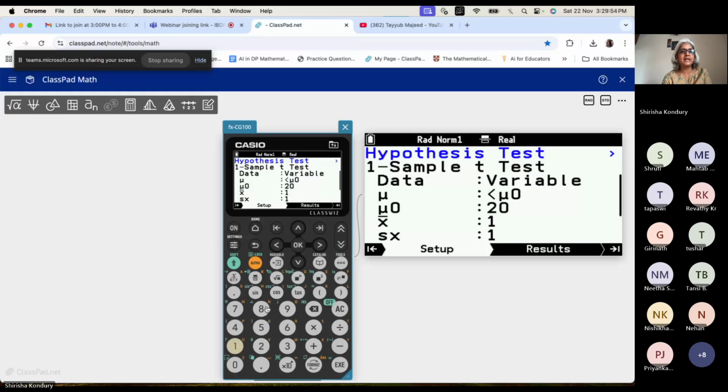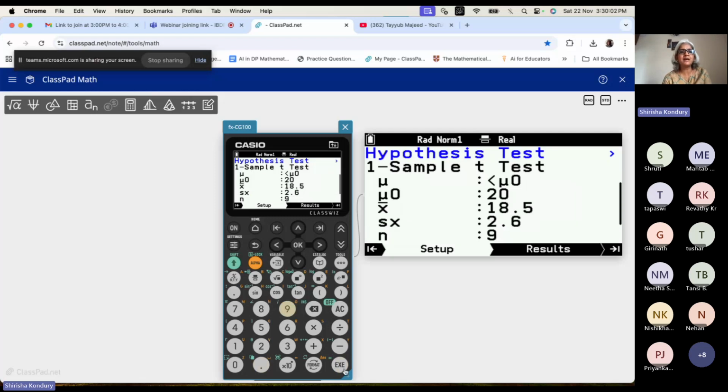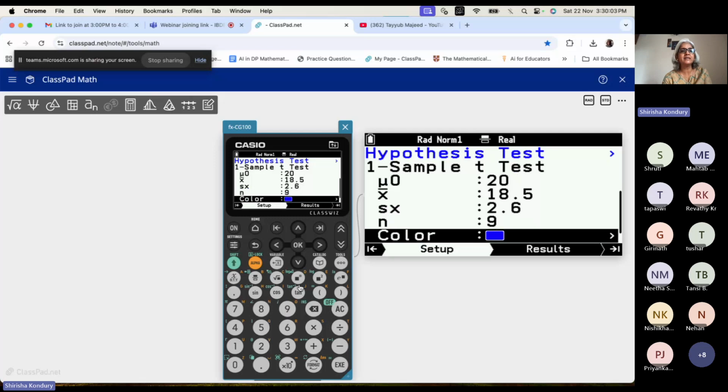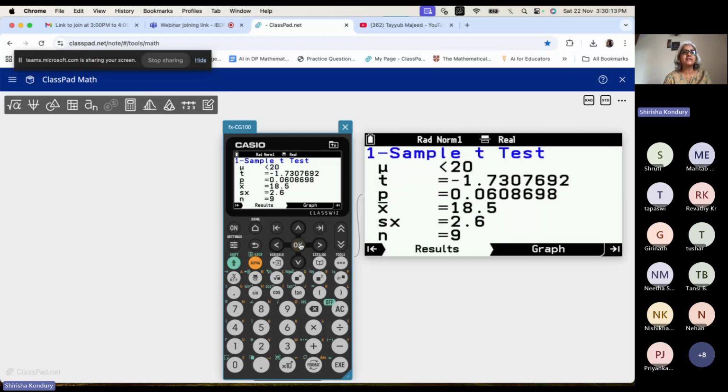So 18.5 and 2.6. And the number of samples is 9 because 9 adults, right? Degree of freedom, remember, is n minus 1. Here they are not asking for degree of freedom, they're directly asking us n, and we are saying this.